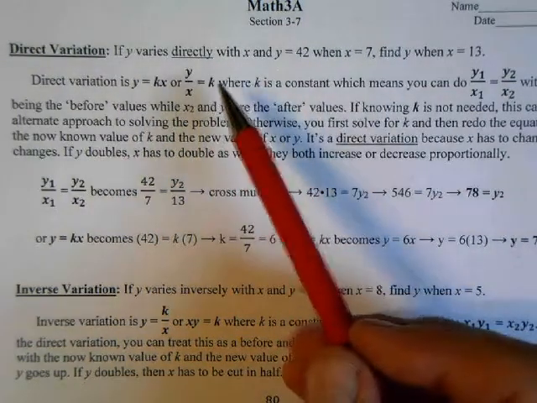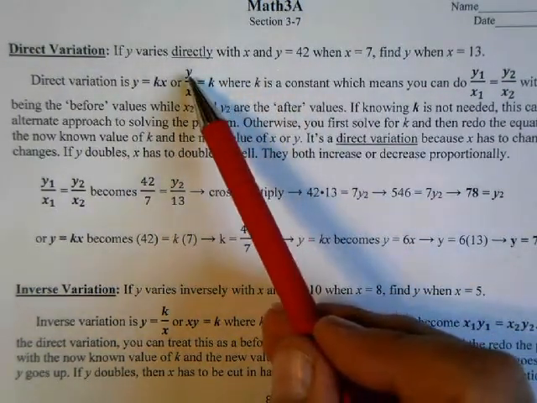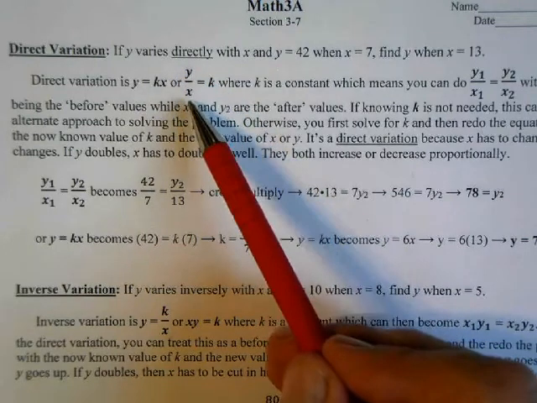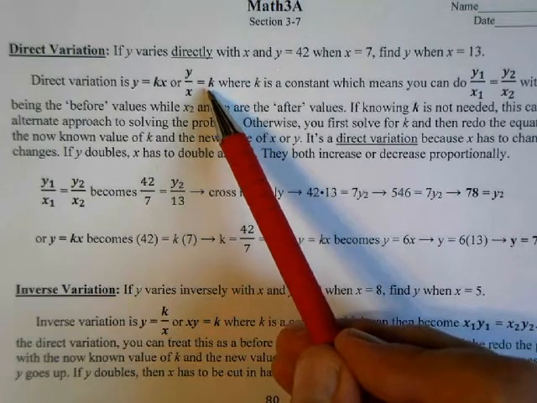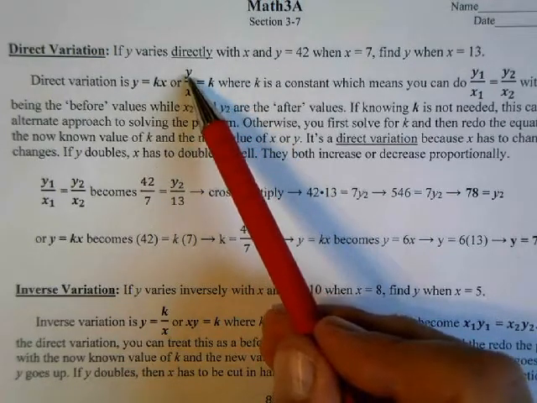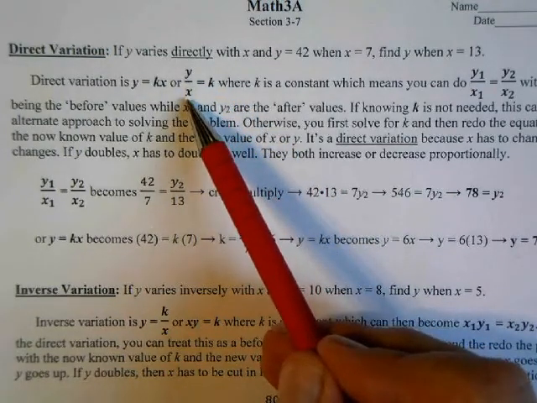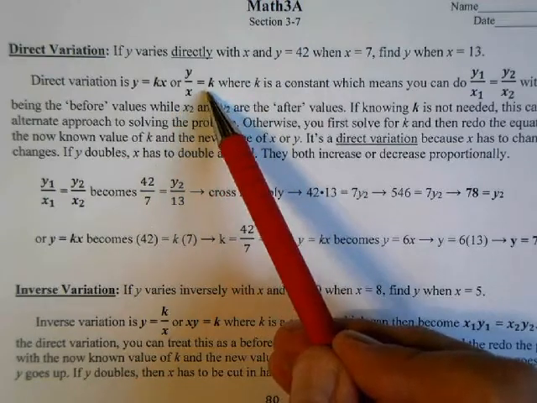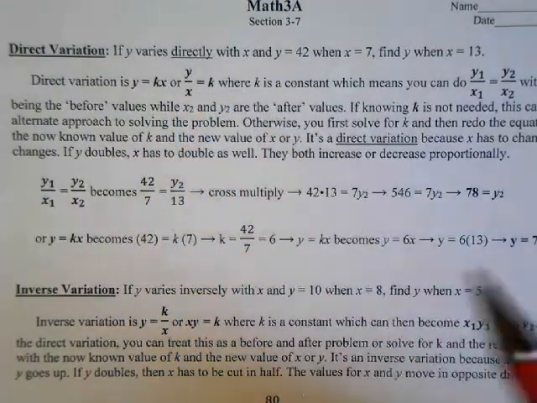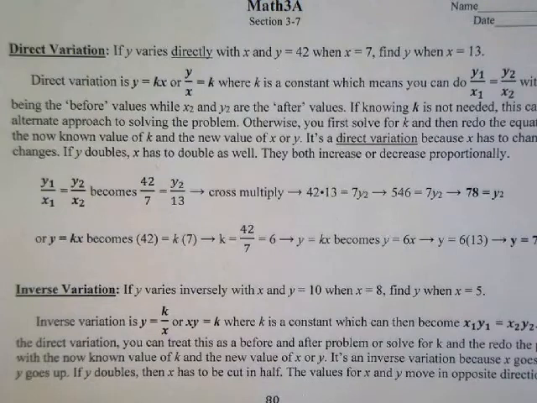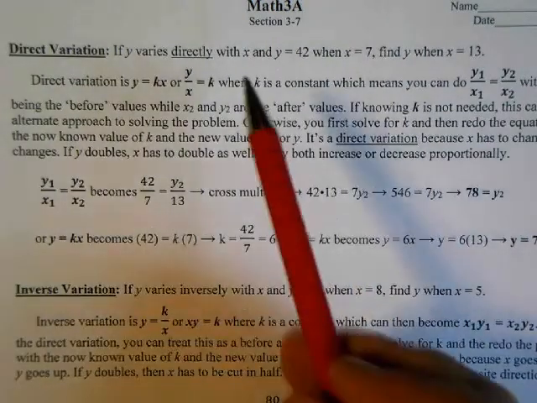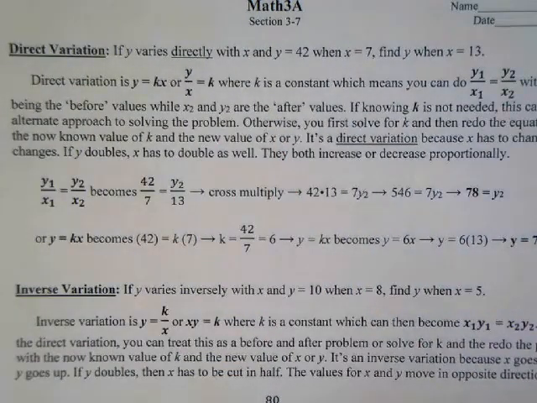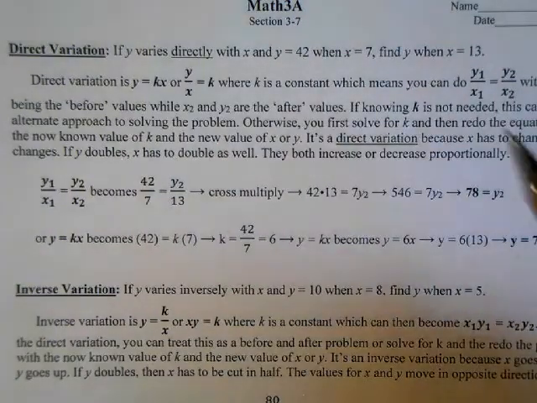And so this is why it's called direct, because basically if I double y, then I have to double x, whatever numbers they were, so that the k remains the same. If I cut y in half, then I have to cut x in half again to make the k be the same. So no matter what, I have to do the same thing to both x and y so that they always come back to the k. And so that's why it's called a direct variation.